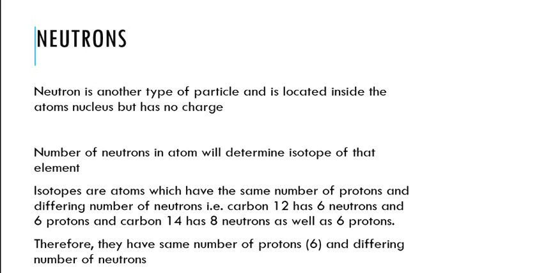Sorry, carbon-12 has 6 neutrons and 6 protons, I can't even add. 6 plus 6 is 12. And carbon-14 has 8 neutrons as well as 6 protons, so hopefully we can add this time. 8 plus 6 is 14, and that means carbon-14. Therefore, we have the same number of protons and a differing number of neutrons.